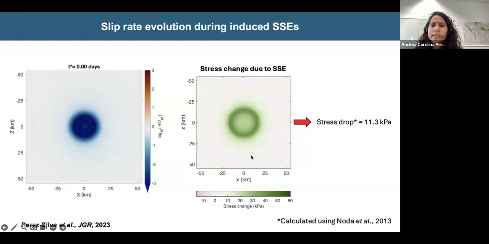So we calculated the stress change due to these SSEs, and it is in the order of tens of kilopascals. And this is interesting because we imposed a perturbation in the order of 1.5, or exactly 1.5 megapascals, but the stress drop of the event is much lower. And this is comparable to what I mentioned earlier, that observations show that stress drops of SSEs are much lower than the estimated pore pressure change.